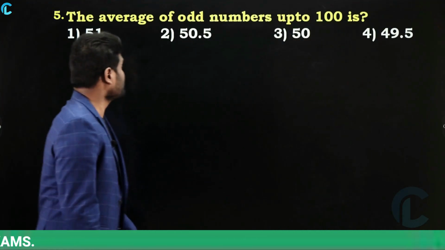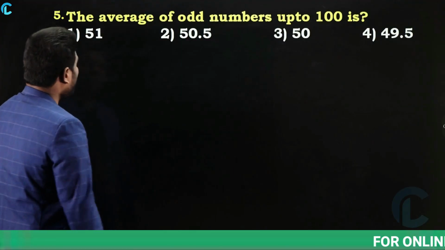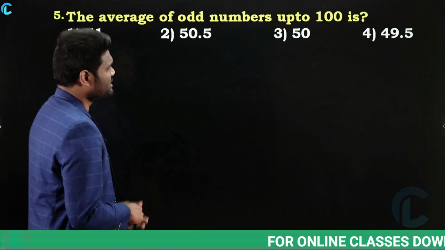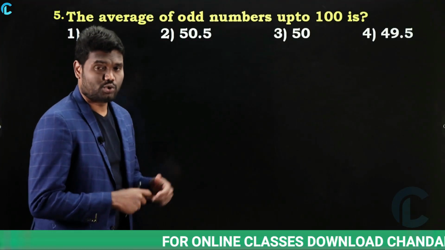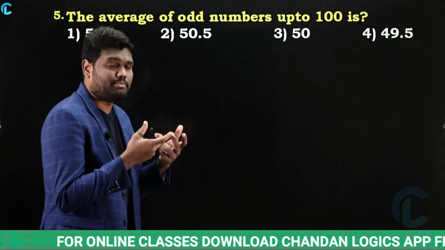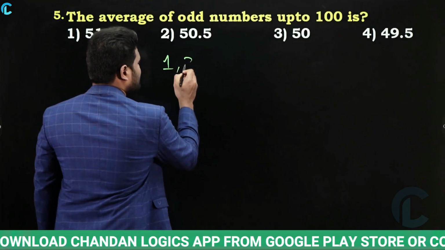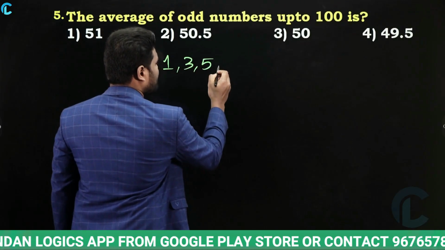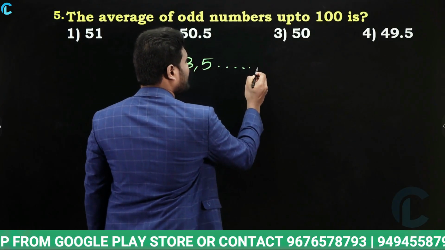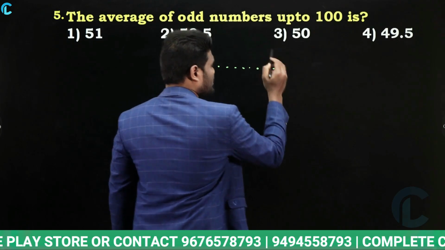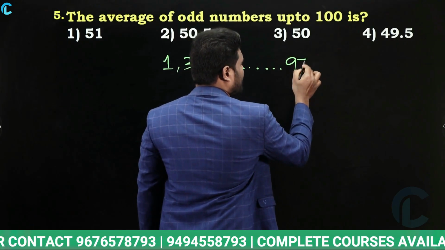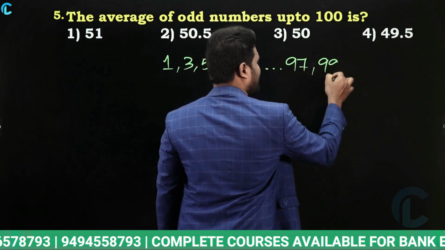Let us look at the next one. The next question is the average of odd numbers up to 100. So we need to calculate the average of odd numbers up to 100. Odd numbers means 1, 3, 5, and so on, till 100. So this is going to end with 97 and 99.